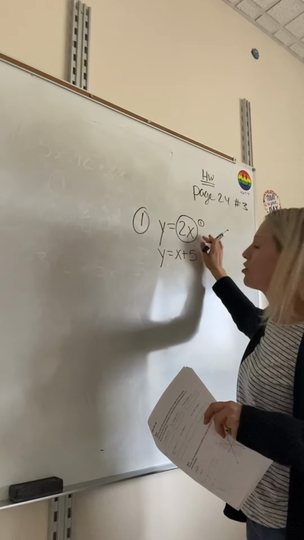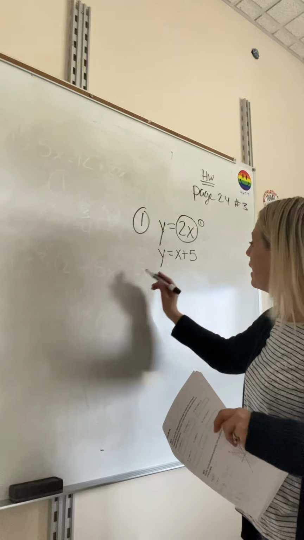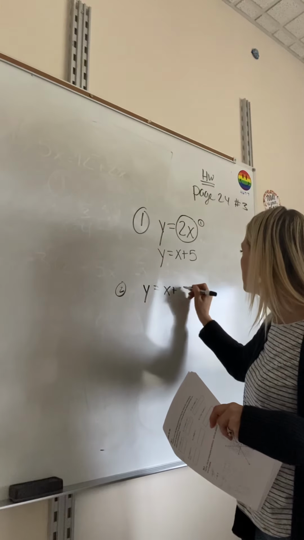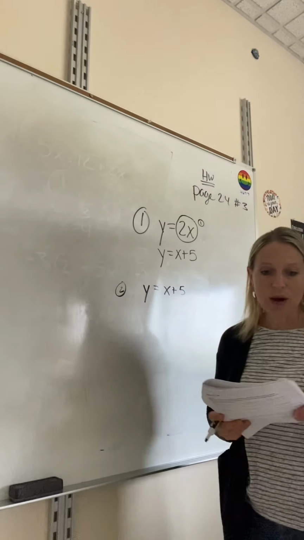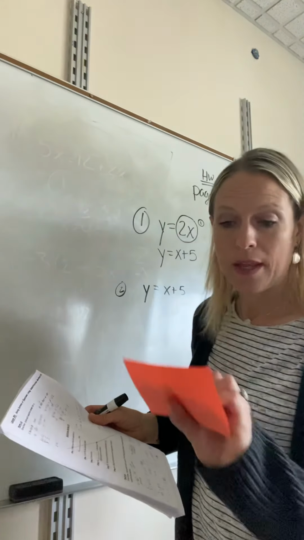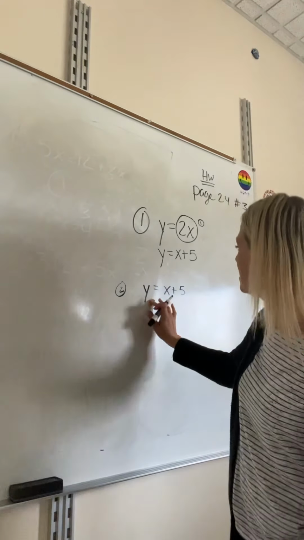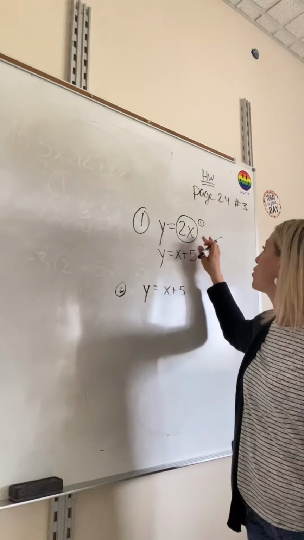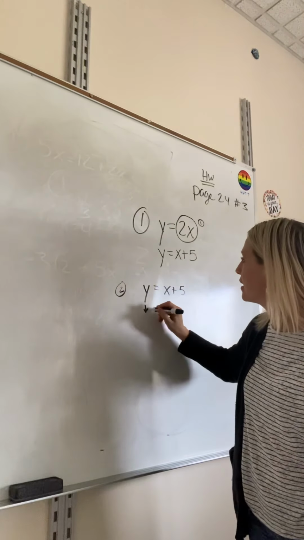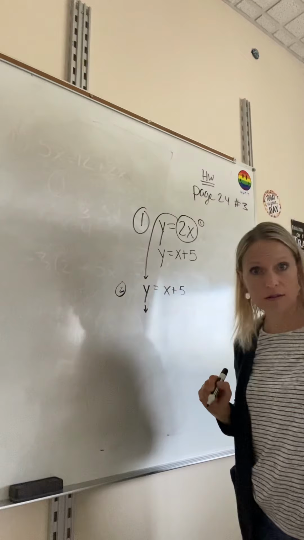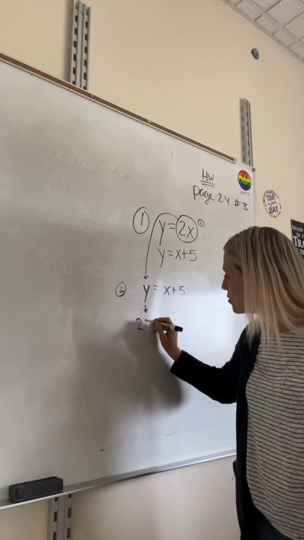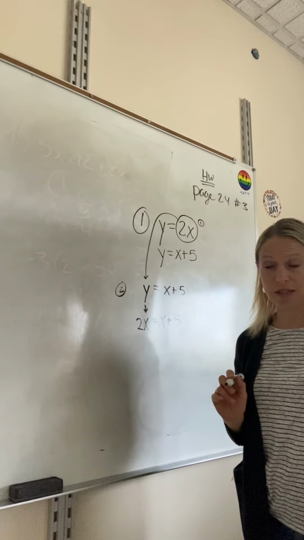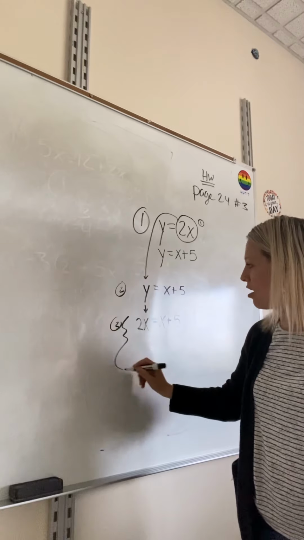So step 1, I circled what y is equal to. Step 2, I have to use the other equation. So I'm going to write down y equals x plus 5. Step 2, replace y with what you circled. So in this equation, we are going to replace y with what we circled. What did we circle? We circled 2x. So y gets replaced with 2x. And step 2 is done. Step 3 is to solve.